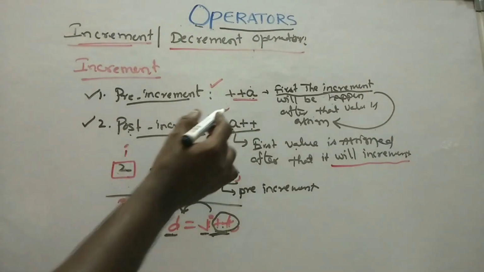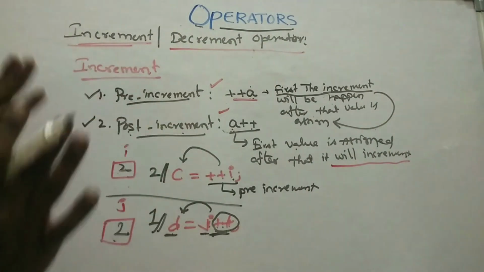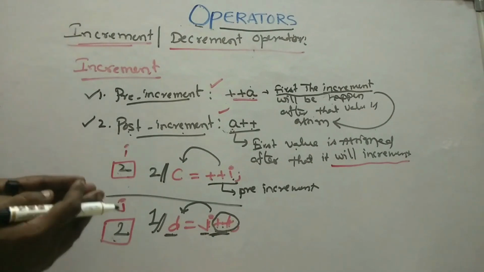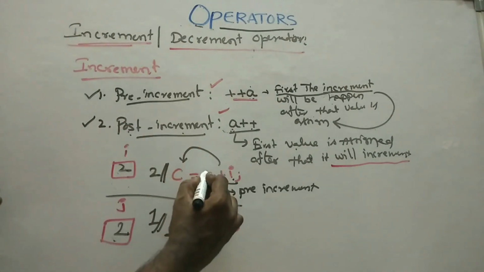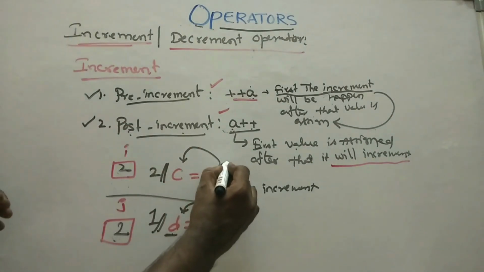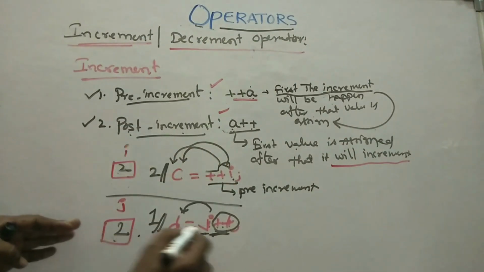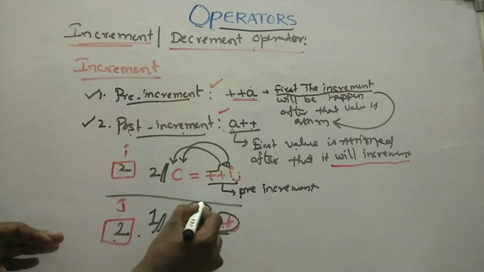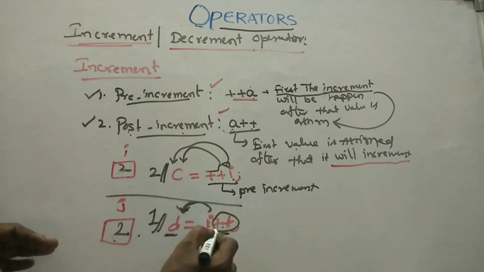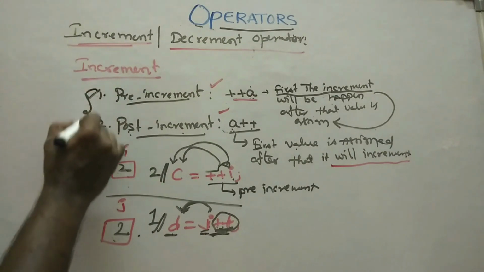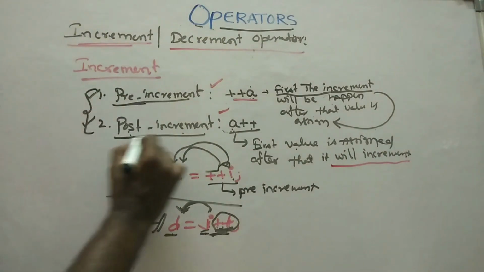Clear? Either pre-increment or post-increment, the increment will happen. When it happens: if it is a pre-increment, first the value is increased and the increased value is assigned to the expression. Whereas in post-increment, first the value of the particular variable is assigned, and after that the value is incremented. That is the difference between pre-increment and post-increment.